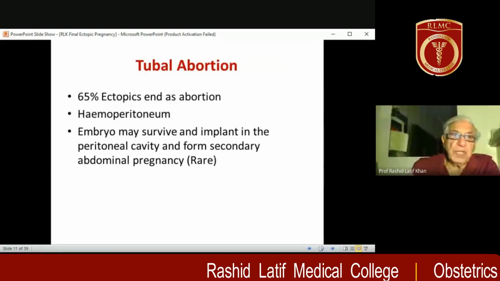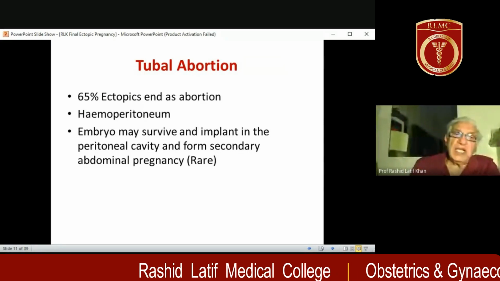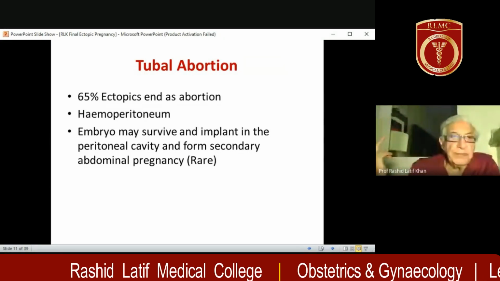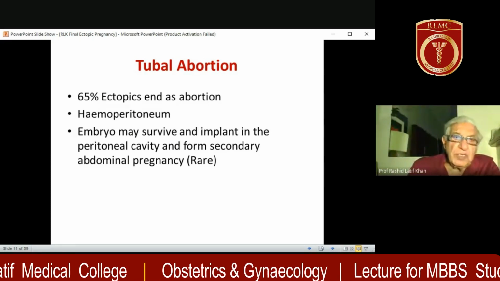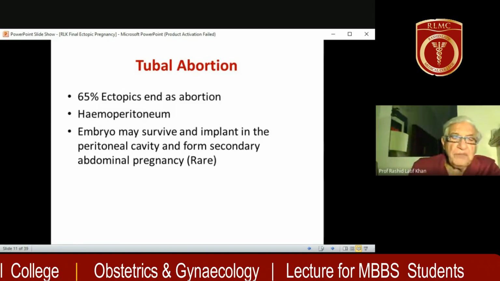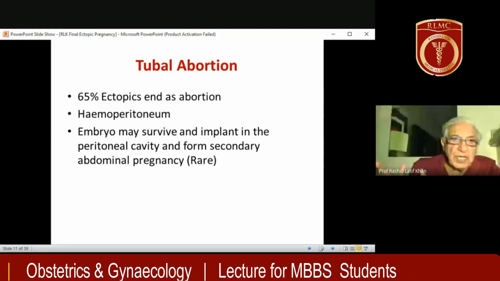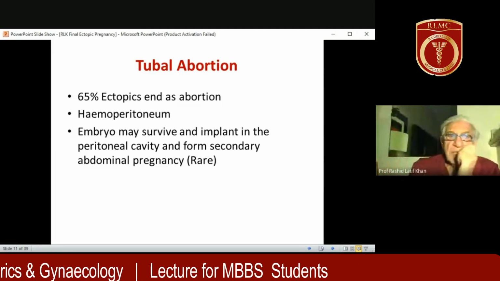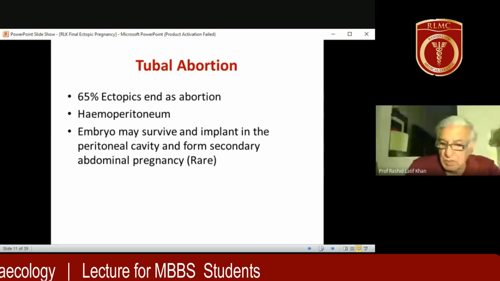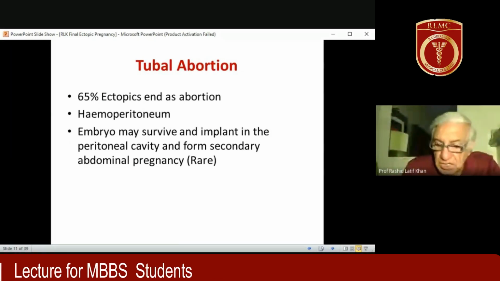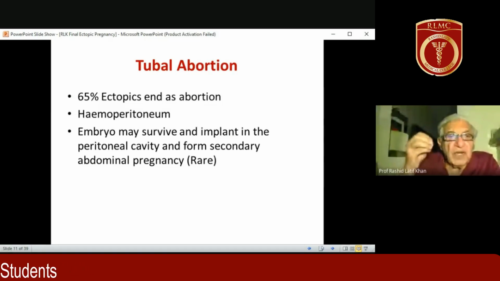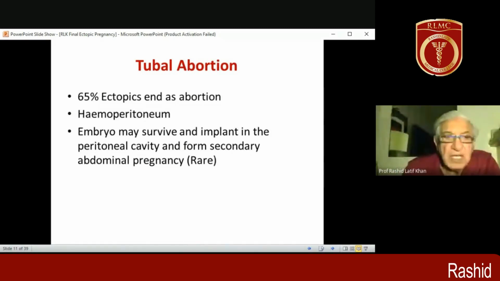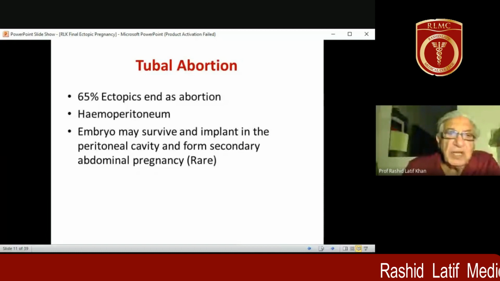First, tubal abortion. 65% of ectopics end as abortion, nearly two-thirds. When they end that way, there's some bleeding in the peritoneum, they lead to hemoperitoneum, and normally the embryo dies or disappears, but sometimes if it survives, it will cause abdominal pregnancy, which we'll call secondary abdominal pregnancy. Because primary abdominal pregnancy is when the fertilized egg implants directly for the first time in the peritoneal cavity, which is even rarer than secondary abdominal pregnancy.